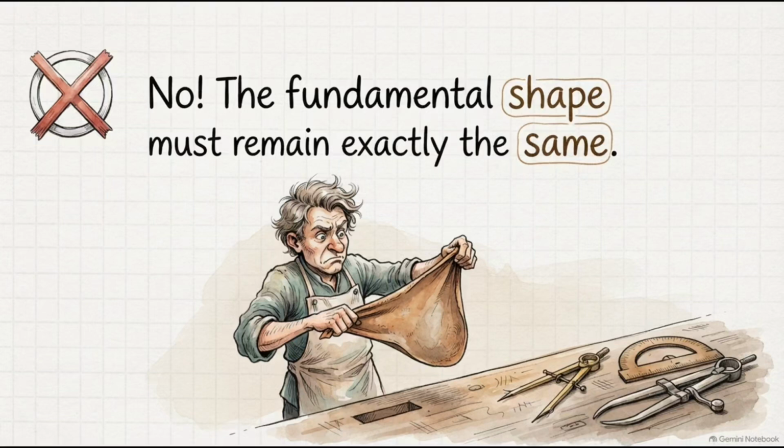It's because the fundamental shape must remain exactly the same. All circles are similar to other circles. All squares are similar to other squares. But you just can't mix and match shapes and call them similar. The basic visual DNA, if you will, of the shape has to match perfectly.